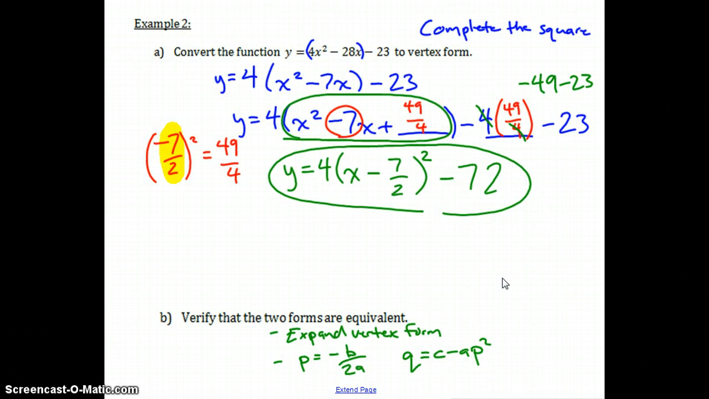So that is a great way to verify it, but we have the other ways we can verify it as well. So that is completing the square and then being able to verify.